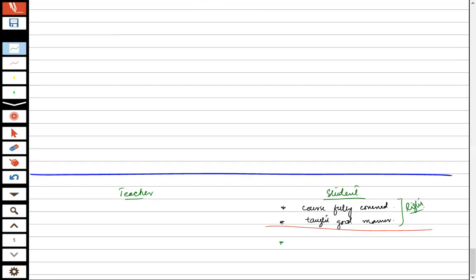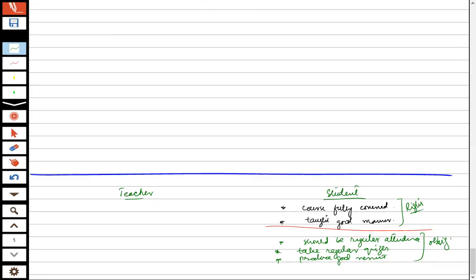Simultaneously, there are some responsibilities of the students as well, obligations of the students. What might these be? Students should be regular in attendance. That is very important. Students should take regular tests and quizzes as well. These are also their responsibilities. And above all, students should produce good results. These are what? Obligations of the student.